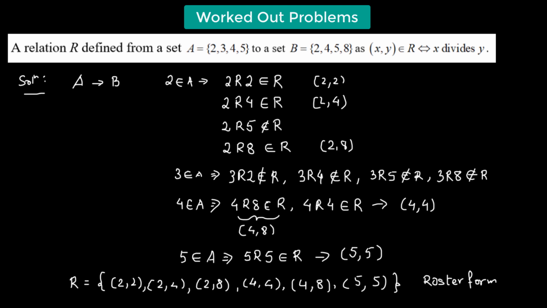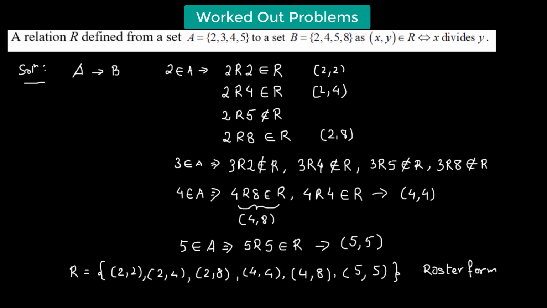So we can also write it in the set builder form. So that will be R is a set containing the ordered pairs x and y such that x divides y, then x belongs to the set A and y belongs to set B. So this will be the set builder method.